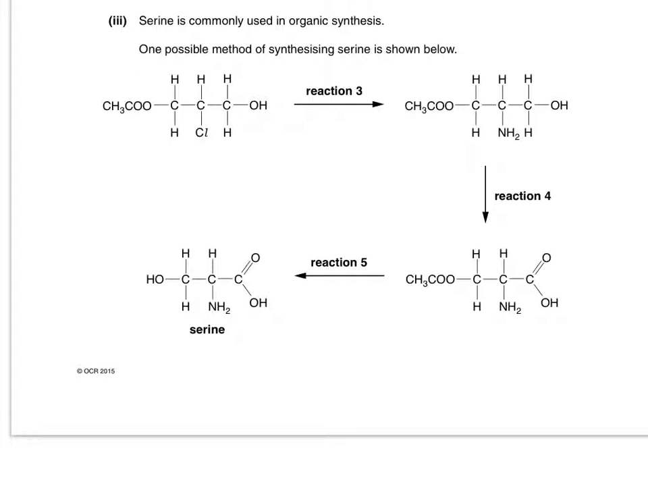So the next 3 things that it asks over the page are the reaction conditions and reagents for reaction 3, and the types of reactions that reaction 4 and reaction 5 are. To do this, we have to just look at the reaction scheme, follow it through, and see what actually changes as we go.